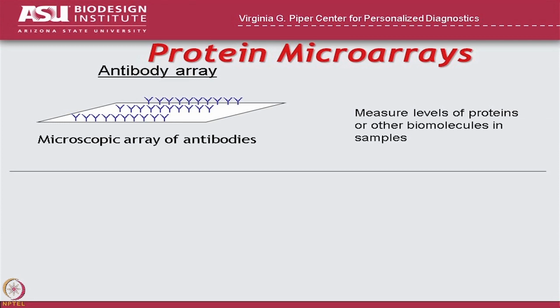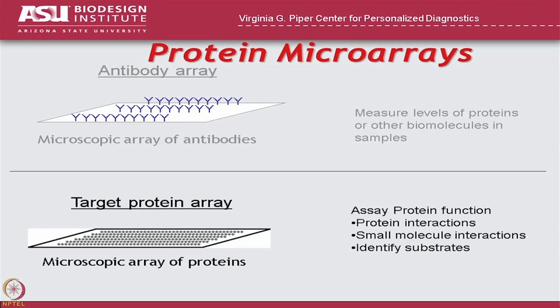So the goal of this array is to measure the levels of proteins. The protein arrays that I'm going to talk about are called target protein arrays. And the goal for these arrays is to look at the proteins themselves. What do they do? Who do they interact with? How do they fold? What is their function?